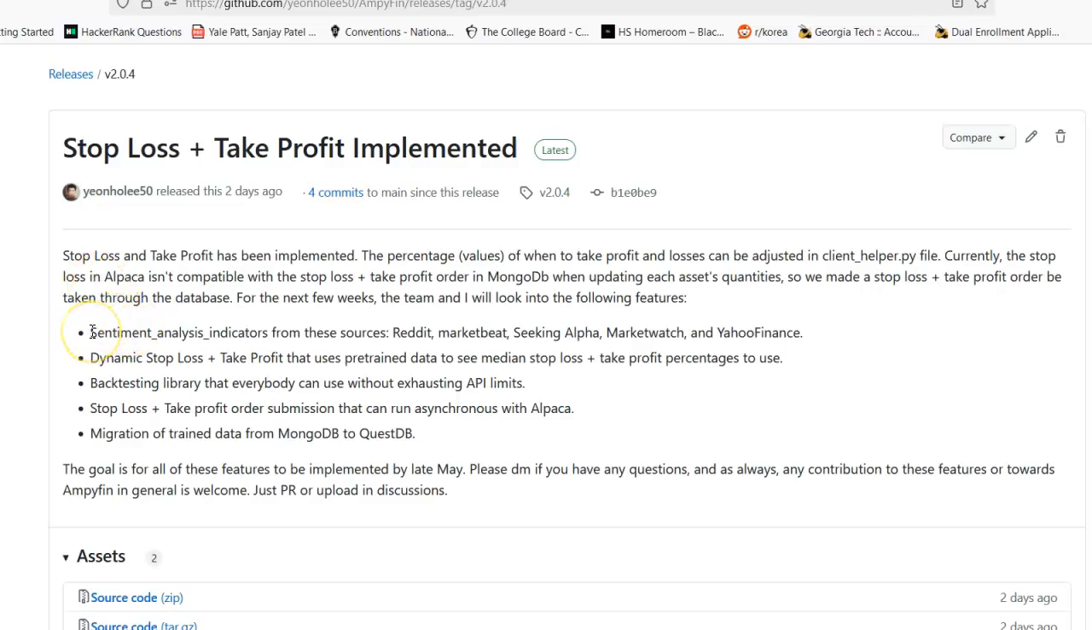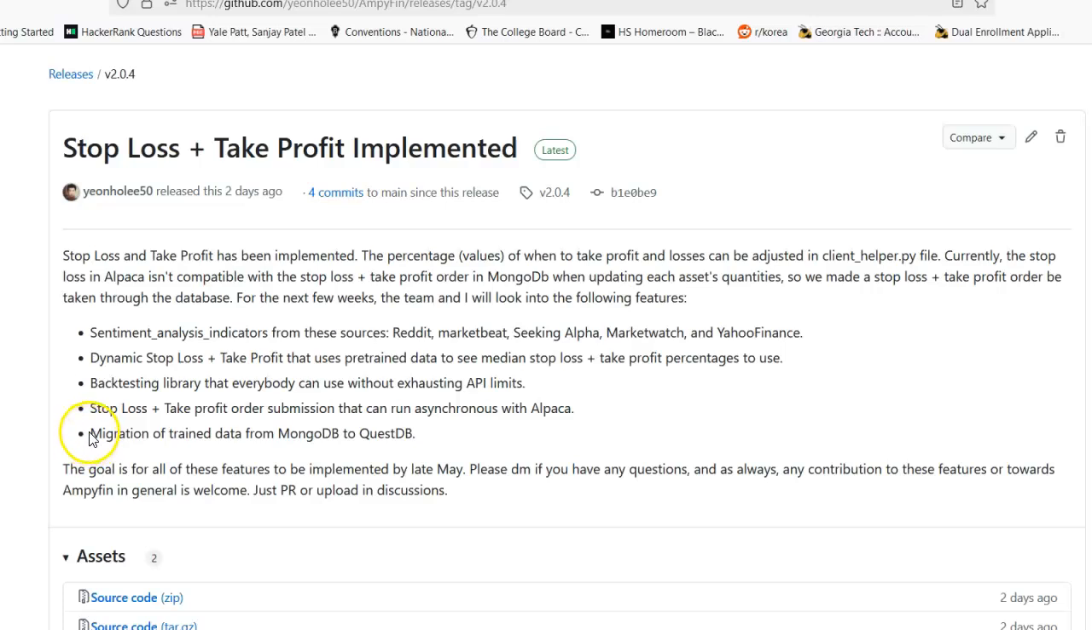The priority right now, for the next 6 months, is to build sentiment analysis indicators, scraping Reddit, MarketBeat, Seeking Alpha. We have the 132 indicators from TA-Lib, and it's working very well, but the more data the better. So we're looking into building sentiment analysis indicators. A little bit more into that at a later time.